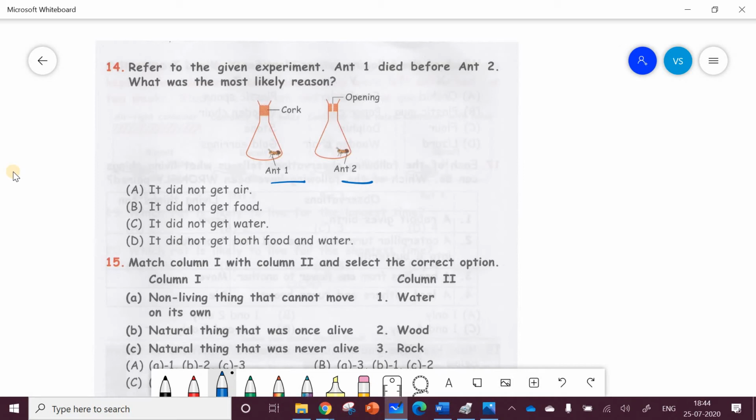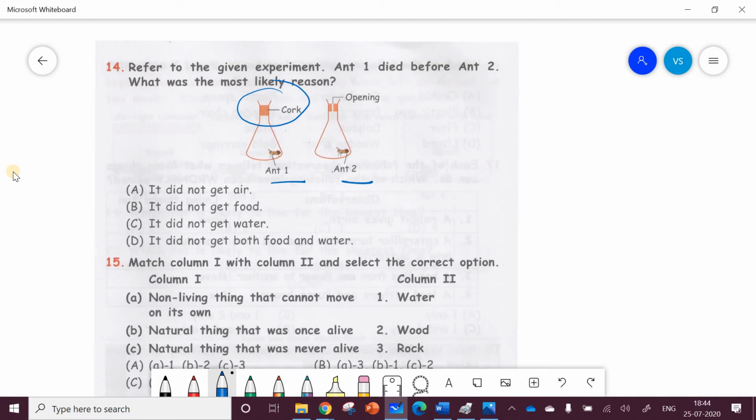Okay, ant 1 did not get any air. Yeah, that's right. But ant 2 is also in a glass bottle, isn't it? Ant 1 is in the glass bottle, and there is one closed cork here. It's closed. What about ant 2? It's open, right? So there is a small opening. You have exactly said the correct reason. So can you guess the answer?